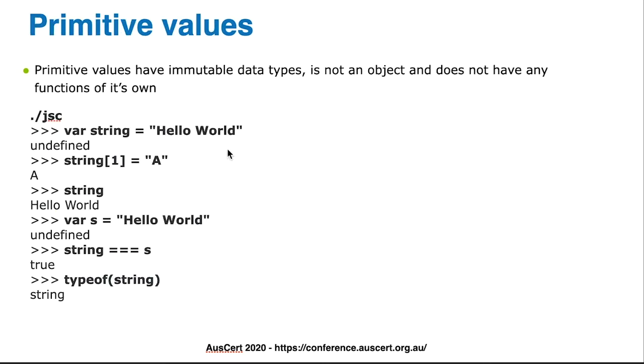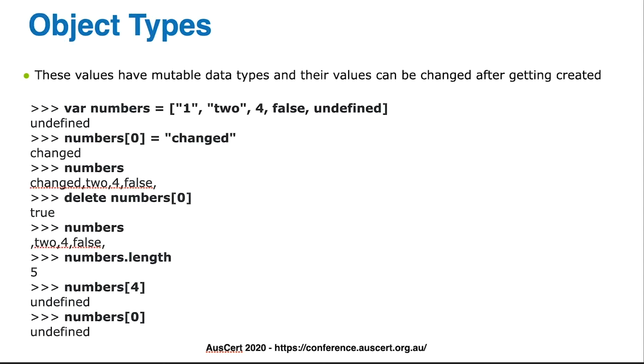Primitive types are immutable, so they cannot be changed. There are 6 primitive types: Boolean, null, undefined, number, string, and symbol. A primitive is basically a value which has no methods of its own, and it is not mutable. So these are the 6 types which are considered to be primitive.